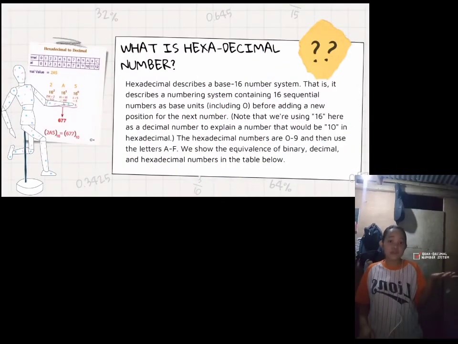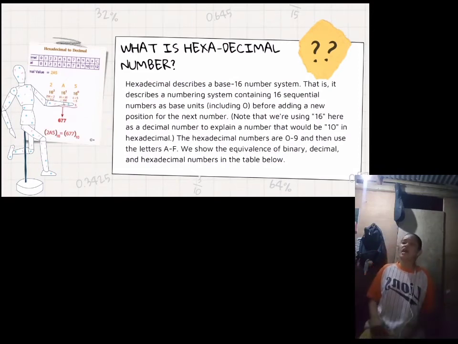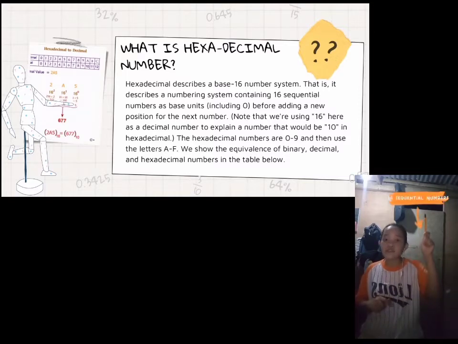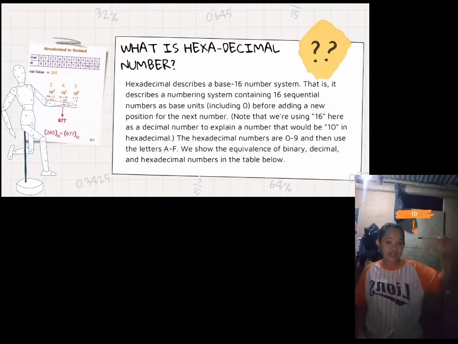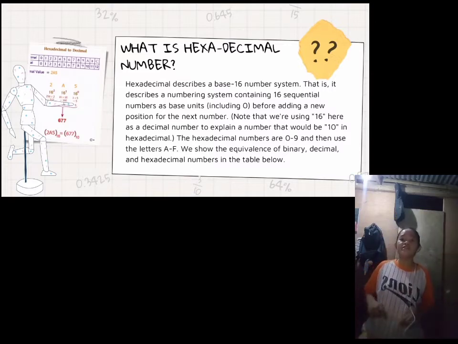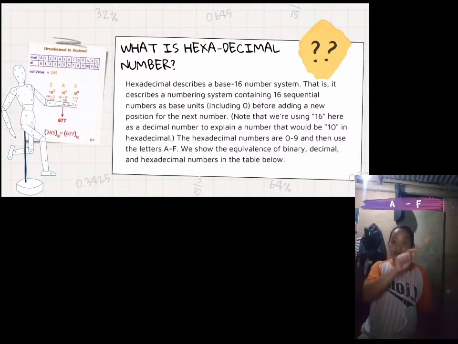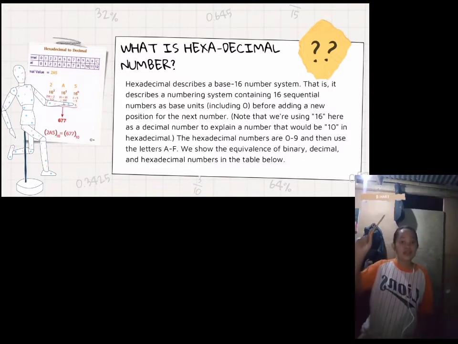What is the hexadecimal number system? You might be wondering. Hexadecimal describes a base 16 number system. That is, it describes a numbering system containing 16 sequential numbers as base units, including 0, before adding a new position for the next number. Note that we are using 16 here as a decimal number to explain a number that would be 10. The hexadecimal numbers are 0 to 9 and then the letters A to F. We show the equivalence of binary, decimal, and hexadecimal numbers.